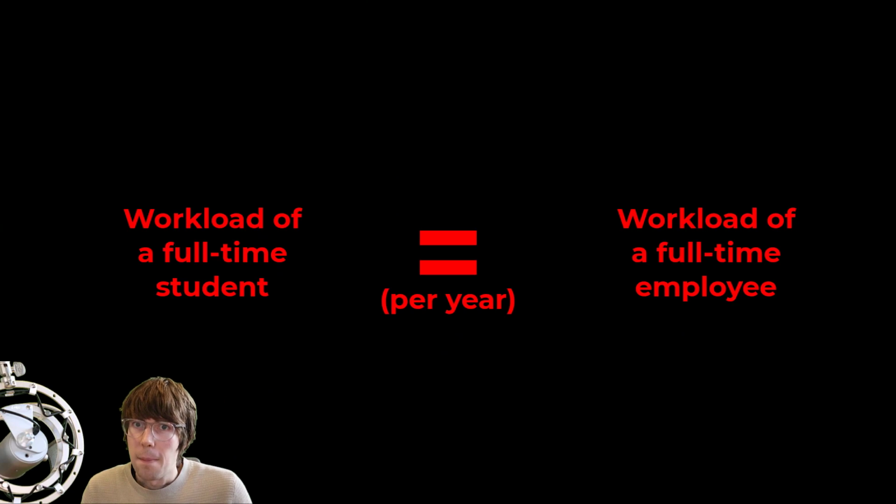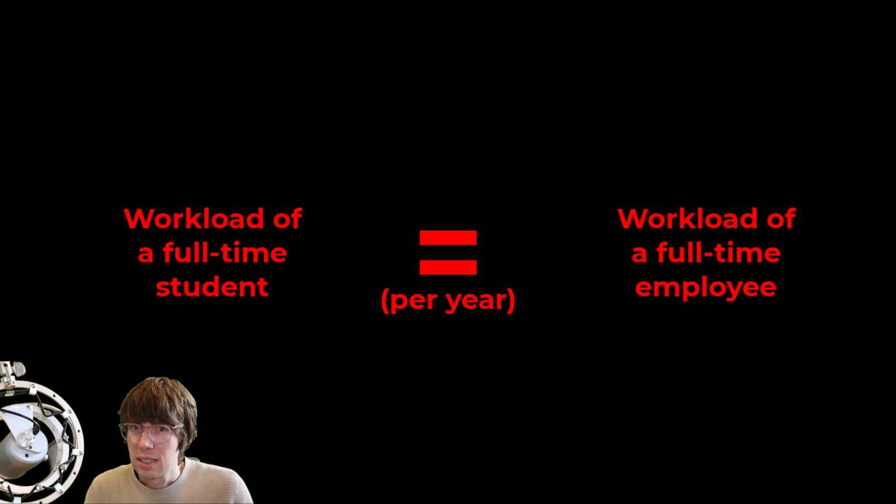So the main idea or point of departure is that there should be some sort of standard in terms of workload, because it's important to be able to compare university degrees from university to university, both within a country and across the nation's borders. So in Europe, we have a standard. We describe the workload of courses with something called ECTS. And the main idea behind the standard is that the workload of a full-time student should be equal to the workload of a full-time employee per year.